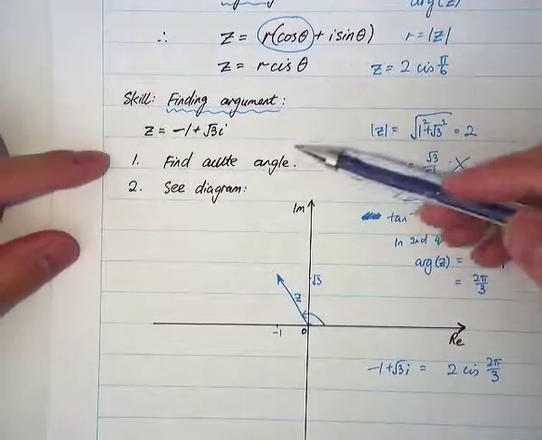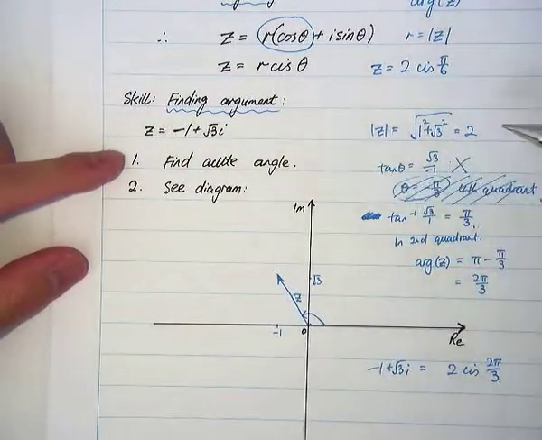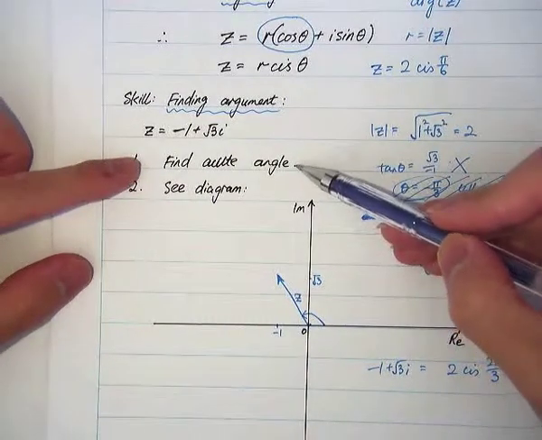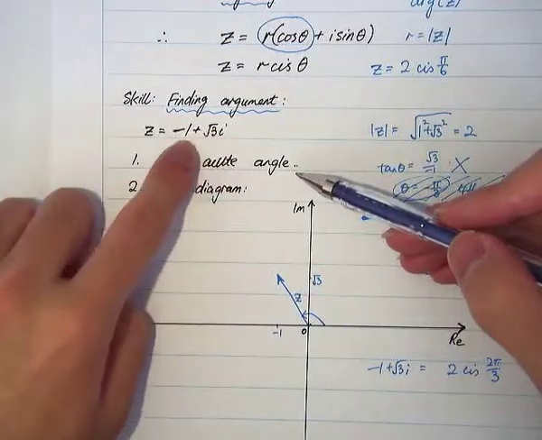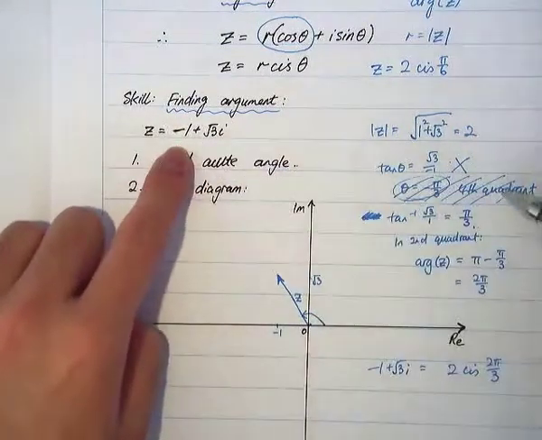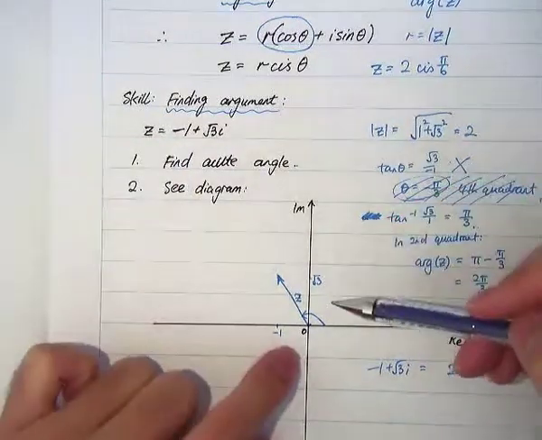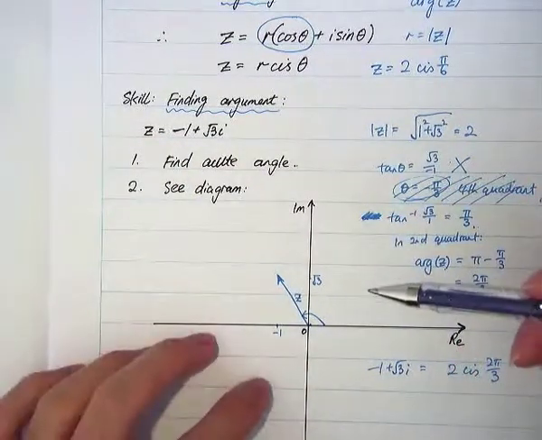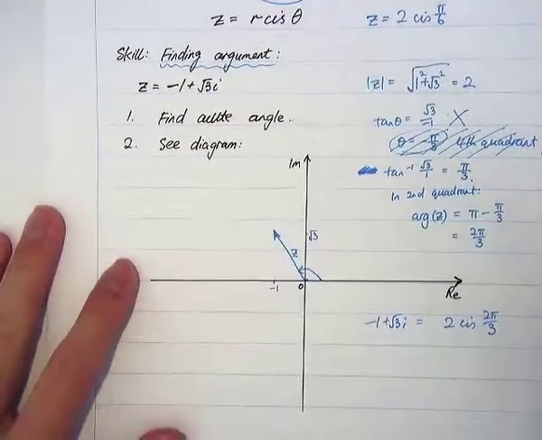The steps to doing this are to find the modulus, obviously, using Pythagoras, and then finding the acute angle that these numbers give you. This is sort of like the y and this is the x, so you go root 3 and 1. And then finding the actual argument from the diagram. Now, try the questions at the end of this video.